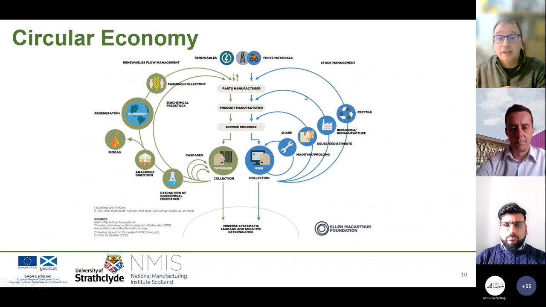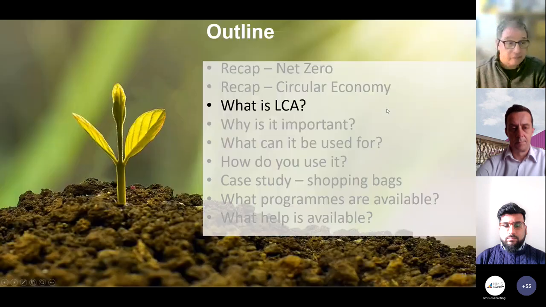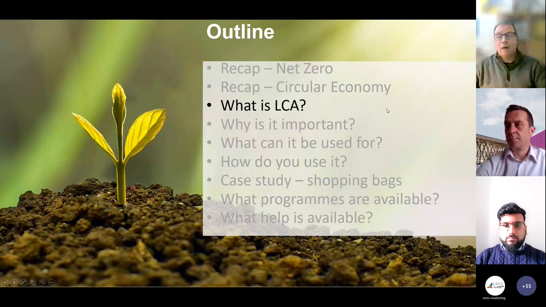So two cycles on the same diagram, hence we call it the butterfly diagram. But it is the foundation. See all the terms there which we use: recycle, refurbish, remanufacture, reuse, and share. So that's just a quick recap on the circular economy.